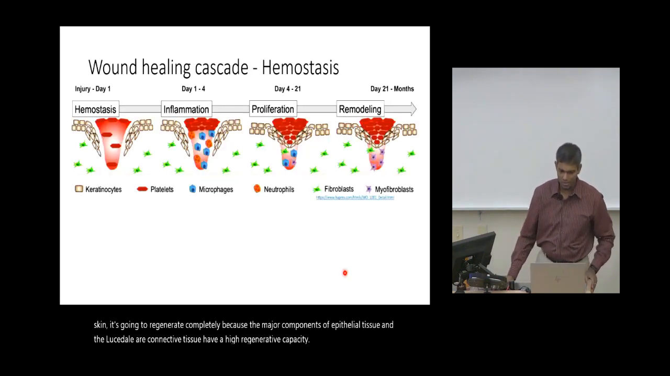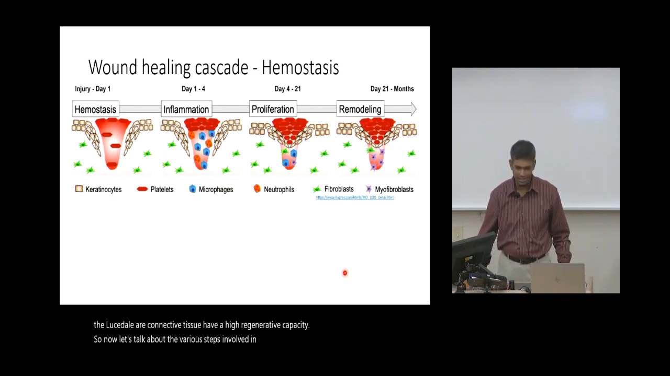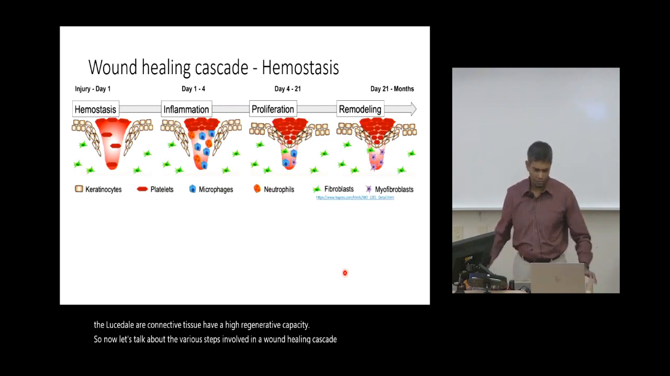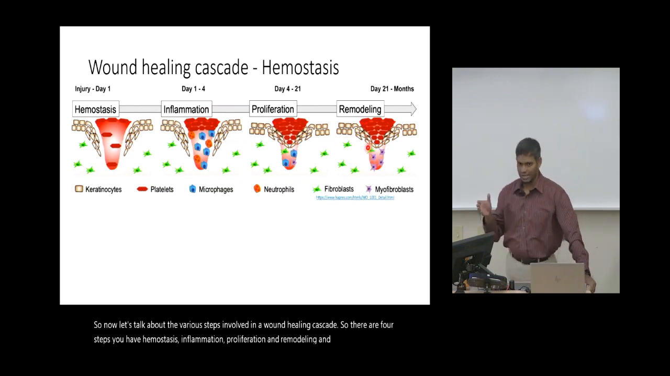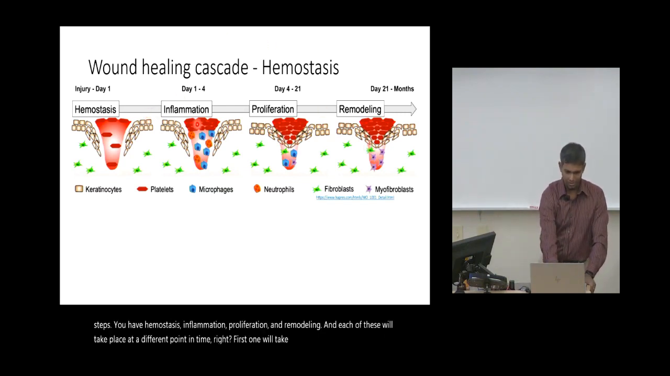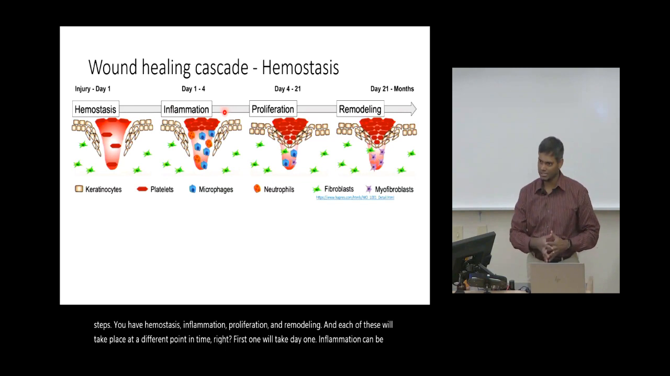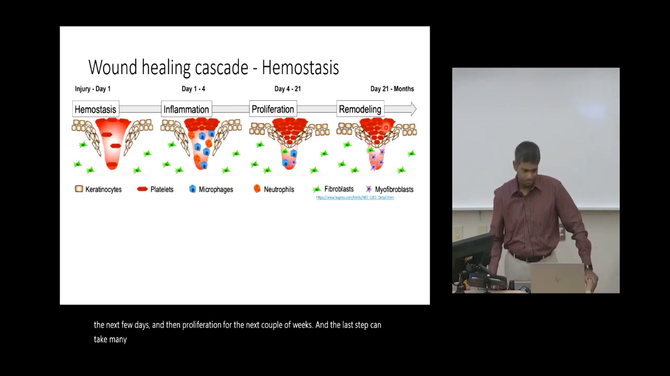So now let's talk about the various steps involving a wound healing cascade. There are four steps. We have hemostasis, inflammation, proliferation, and remodeling, and each of these will take place at a different point in time. Right? The first one will take day one. Inflammation can be for the next few days, and then proliferation for the next couple of weeks, and the last step can take many months.